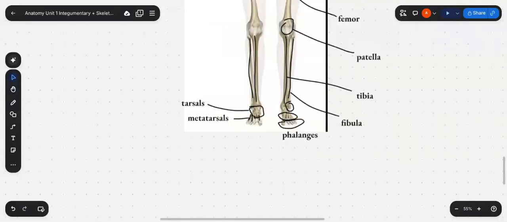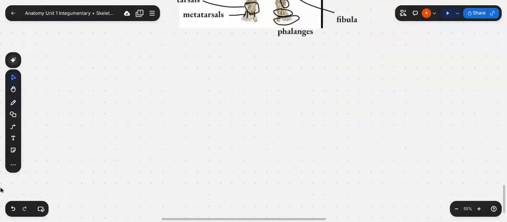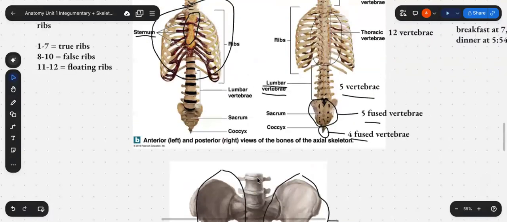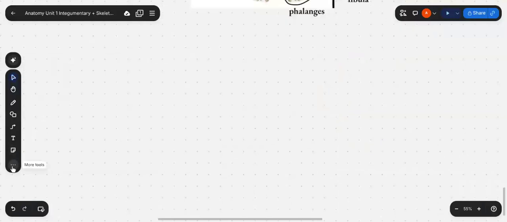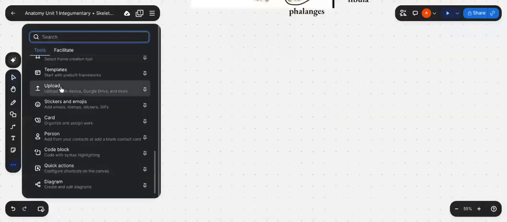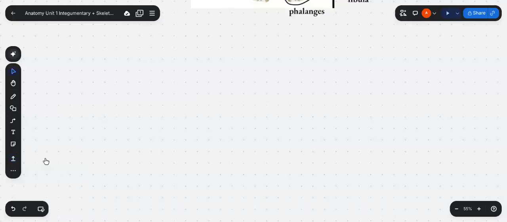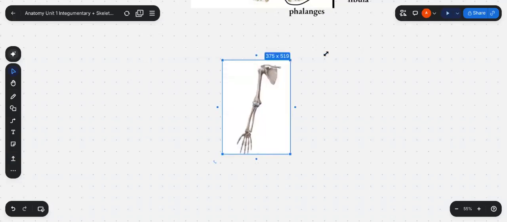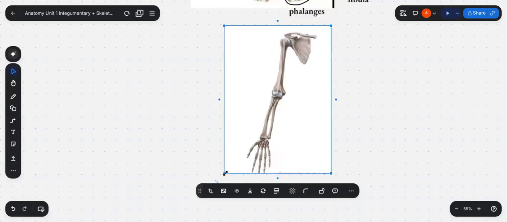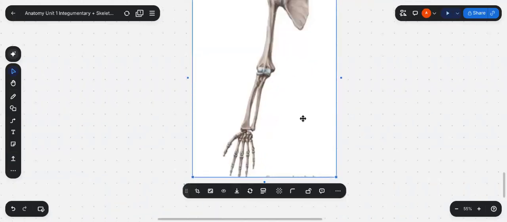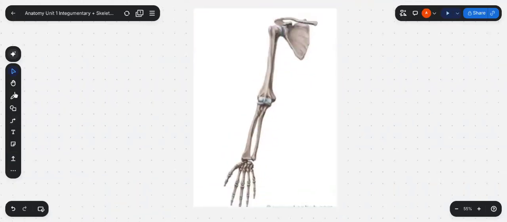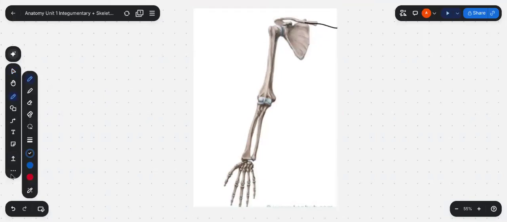All right. Now, moving on, we are going to do your upper extremities. So, upper extremities, I'm going to insert an image over here, upload from my device. All right, so this is going to be your upper limbs. First, we're going to be talking about your pectoral girdle, or kind of like the bones that are making up your chest. So, this bone right over here, this is your clavicle.